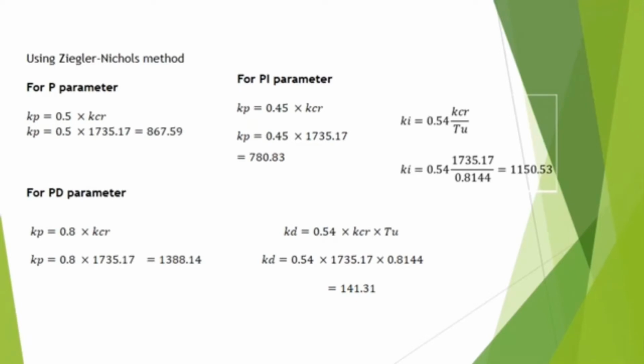And we want to find the Ki. Ki is 0.54 multiplied by K critical over Tu. So we get the answer. Then we want to find the PD parameter. For the Kp, we use 0.5 multiplied by K critical, and we get this answer. And we want to find the Kd. Kd is 0.125 multiplied by K critical and multiplied by Tu, and we get this answer.